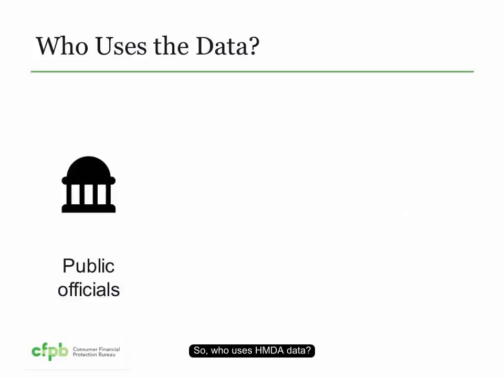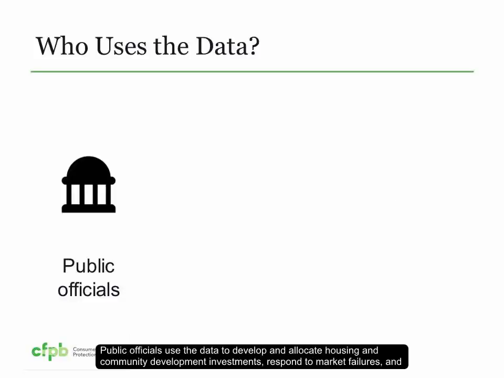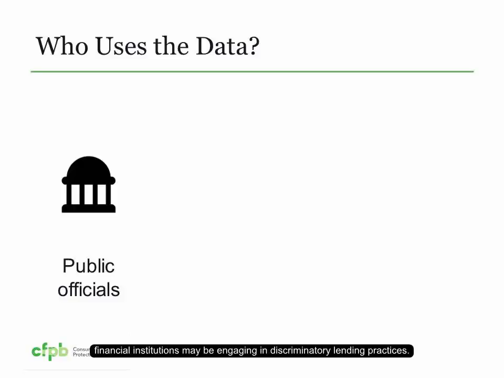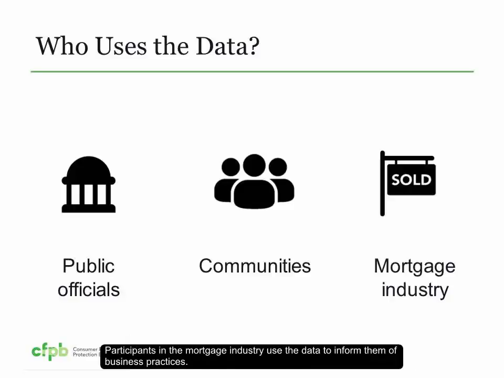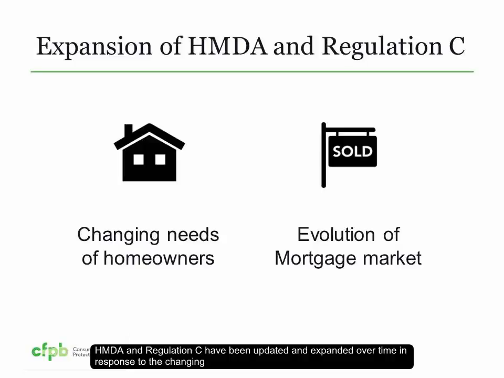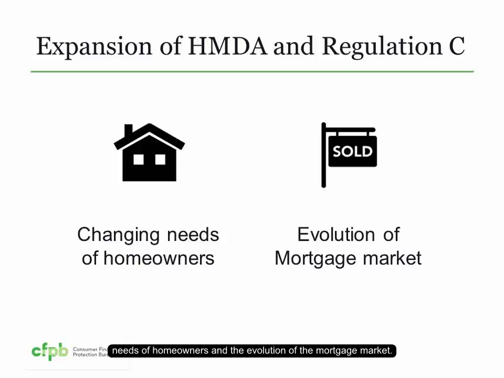So, who uses HMDA data? Public officials use the data to develop and allocate housing and community development investments, respond to market failures, and monitor whether financial institutions may be engaging in discriminatory lending practices. Communities use the data to ensure that lenders are serving the needs of individual neighborhoods. Participants in the mortgage industry use the data to inform them of business practices. HMDA and Regulation C have been updated and expanded over time in response to the changing needs of homeowners and the evolution of the mortgage market.